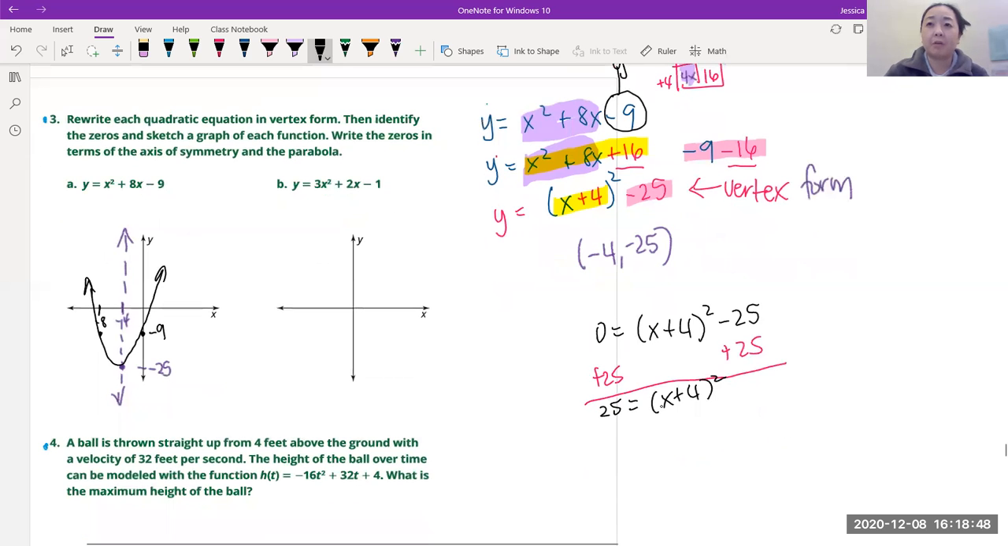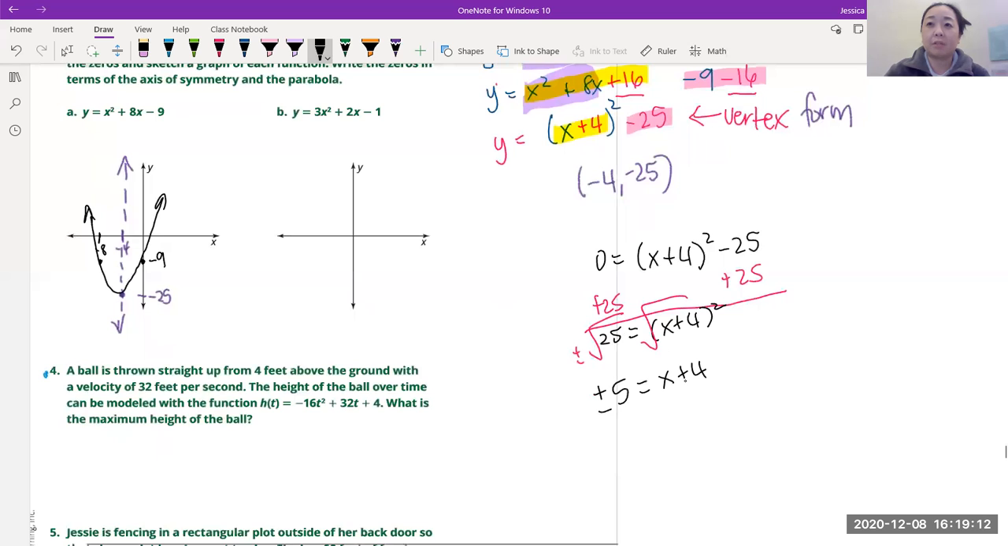And then from here, now I can square root it, right? Because it's just the squared term by itself. And don't forget to add your plus or minus. So this gives me plus or minus, well, what's the square root of 25? 5. And that is equal to x plus 4, because the square and the square root cancel out. And then we're almost there, guys. We just need to get rid of this plus 4 by subtracting 4 on both sides. I'm just going to reverse it. So x is equal to -4 plus or minus 5.